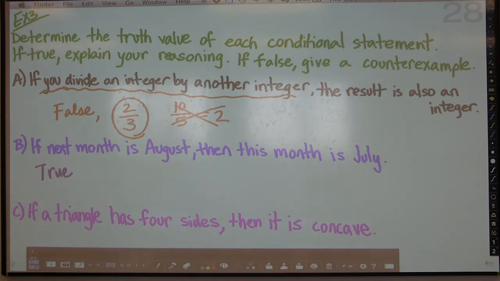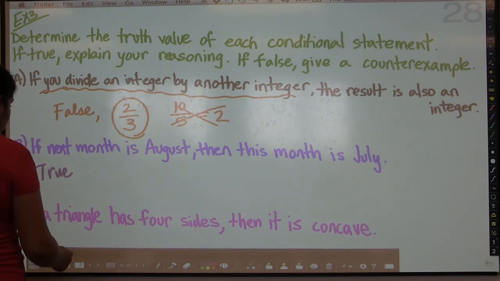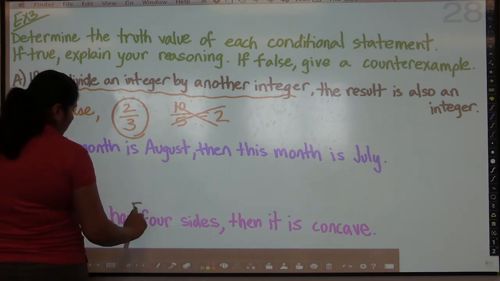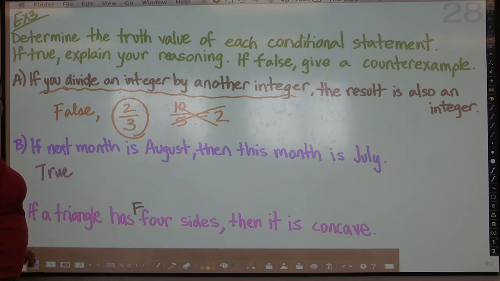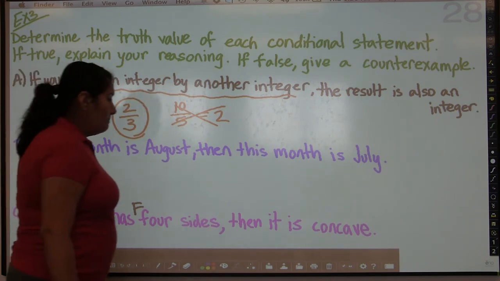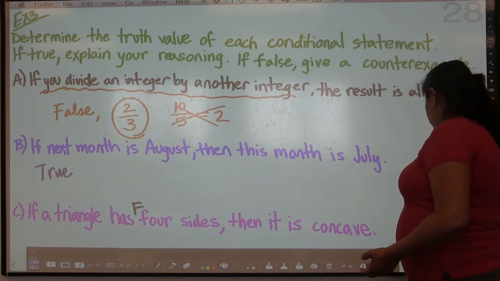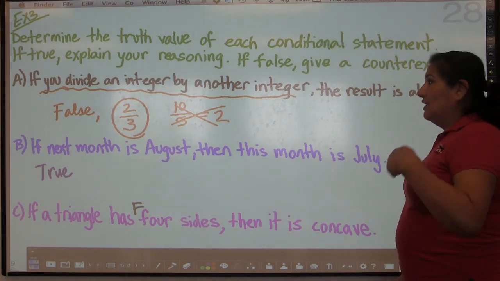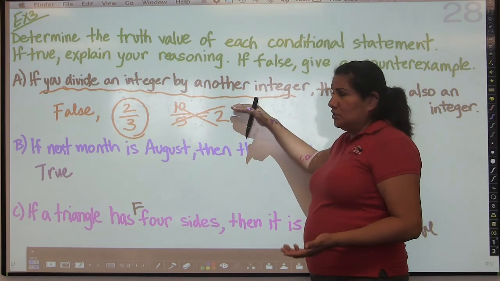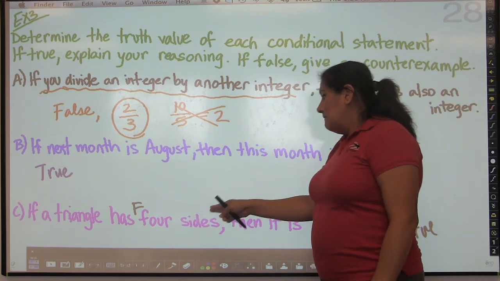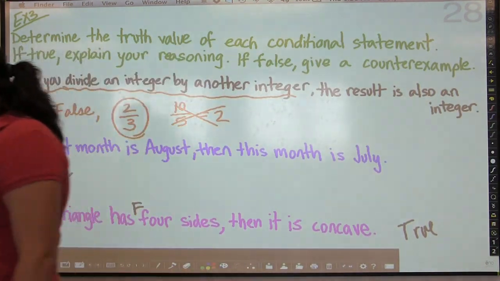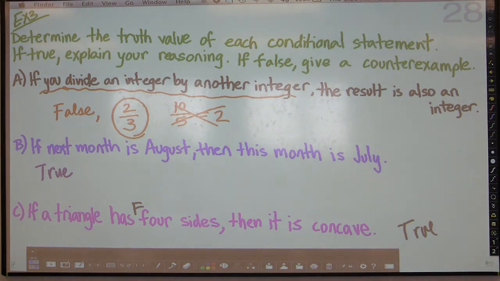And then we have one more. Part C. If a triangle has 4 sides, then it is concave. Well, clearly, the first part of this statement is false, right? A triangle does not have 4 sides, so that's false. But remember what we said earlier with that whole conditional thing. If the hypothesis is false, then it doesn't really matter whether the conclusion is true or false. The statement overall is going to be true. The only way to have a false conditional is for it to meet the hypothesis, hypothesis true, but conclusion false. If the hypothesis is false, then by default, our conditional is going to be true. So for part C, the hypothesis is false. Since a triangle can never have 4 sides, a conditional with a false hypothesis is always true.